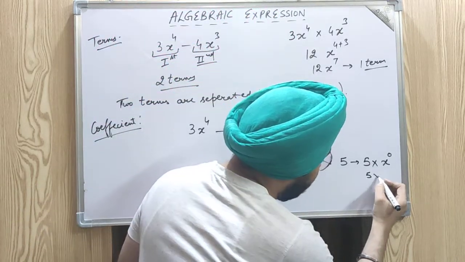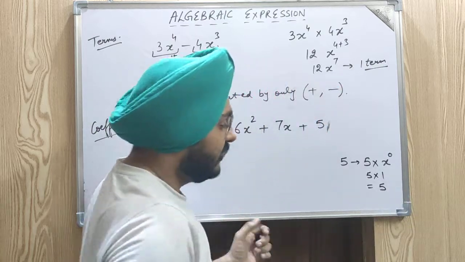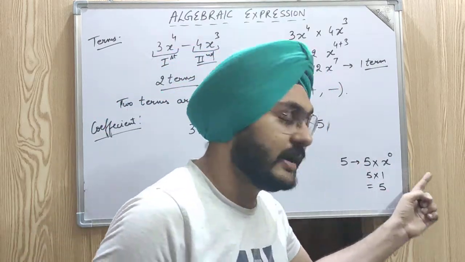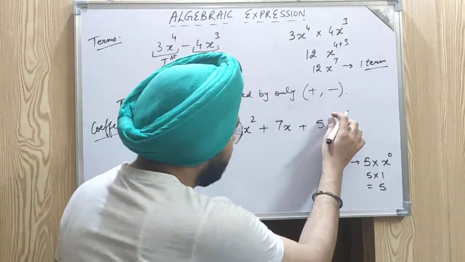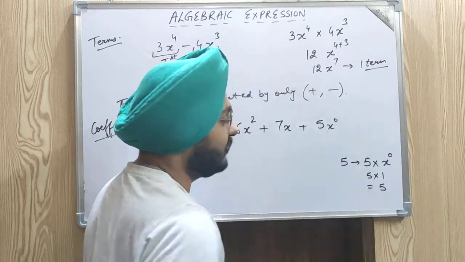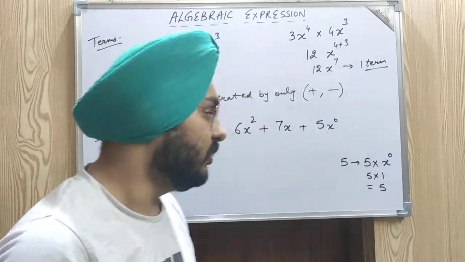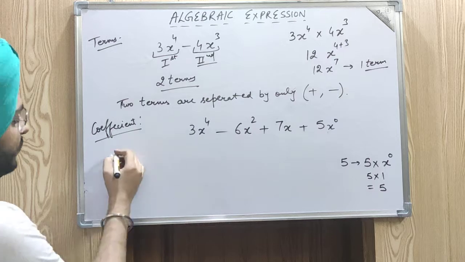So 5 into 1 will be what? 5 only. So can't I write 5 as 5 into x raised to the power 0? Yes or no? So can I write here 5x raised to the power 0? This is one and the same thing only. Okay, now coming to the coefficient here.